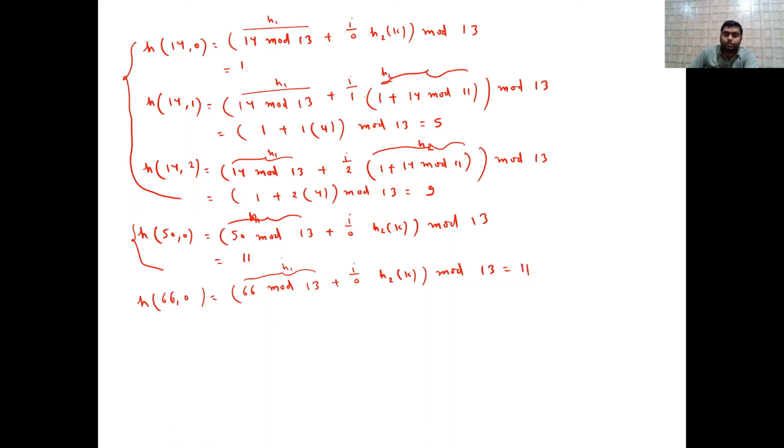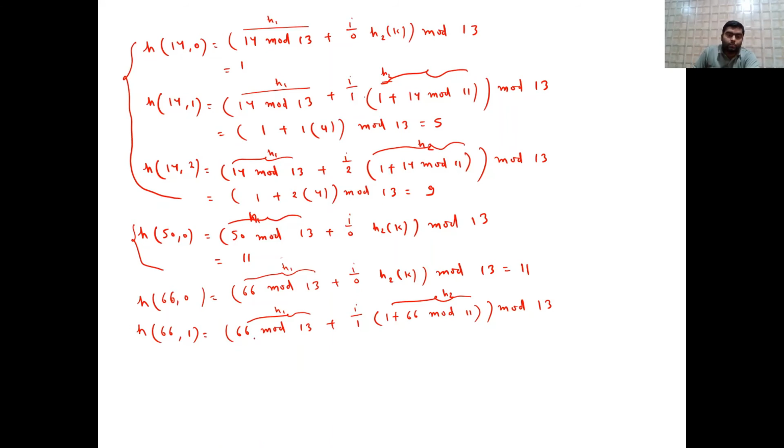So this is giving me 1, so it is an unsuccessful event. So change the probe number. So it is 66 comma 1. So now 66 mod with 13. So this is our h1 and plus i. So i is 1 in this case, so we will have to write h2 also. What is h2? h2 is 1 plus key, which is 66, mod with 11. Okay, and finally mod the complete thing with 13. So this completely is our h2.